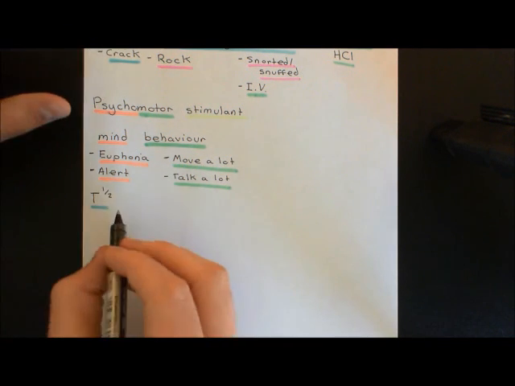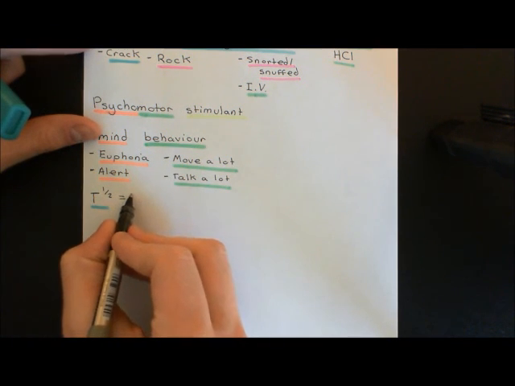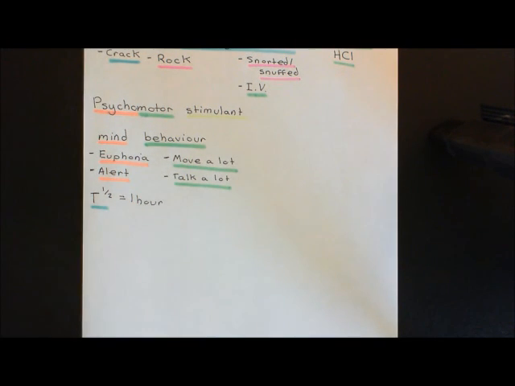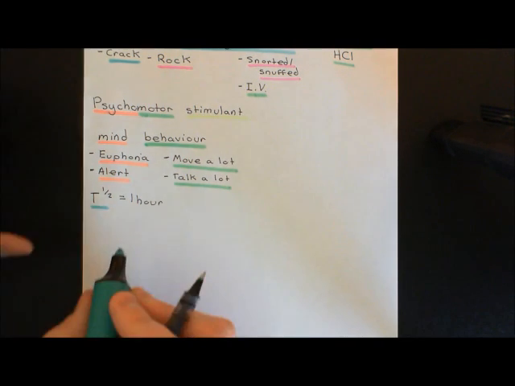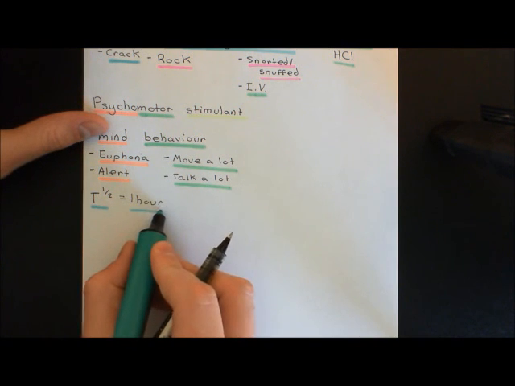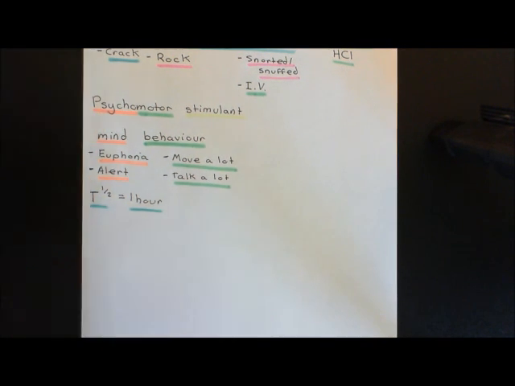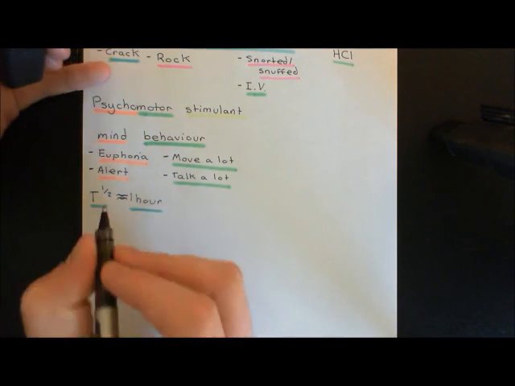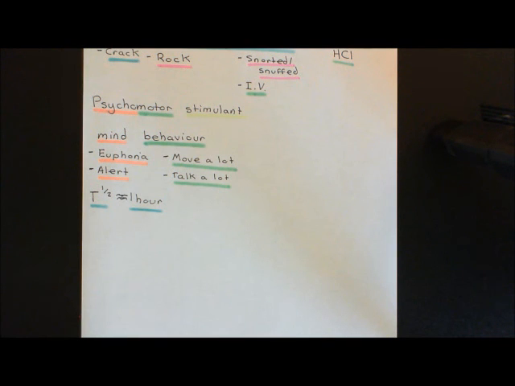So the half-life of cocaine is around an hour. Within an hour, the amount of cocaine in your bloodstream will have halved, basically. Of course, it does vary for different people, so it's difficult to put an exact figure on it, but usually it's around an hour, so I probably should put 'around' rather than a strict equals there.